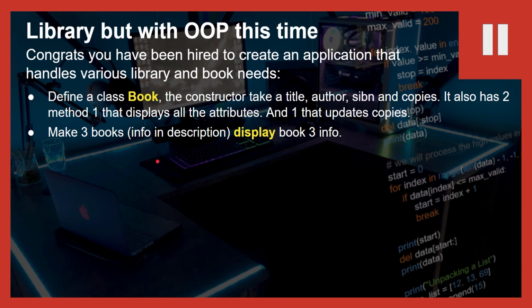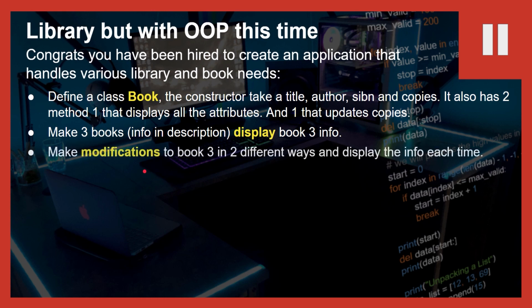Next, you'll need to make 3 books. The information of these books will be in the description, or you can add your own, and also you need to display the book 3 info after you've made these 3 books. Next, you'll need to make modifications to book number 3 in 2 different ways and display the information after each time.